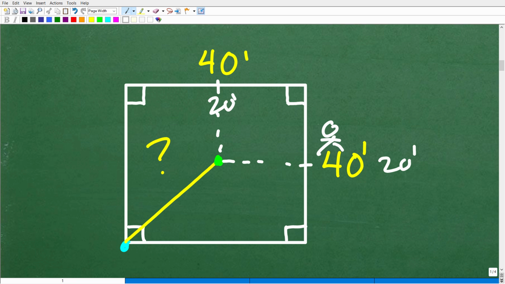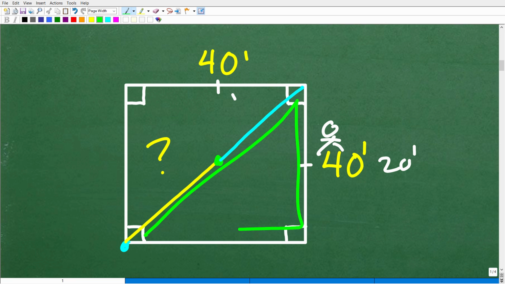You're in the corner. So we're going to have to interpret this problem and think of it as a triangle problem. Now, if you see here, this right here is a triangle.